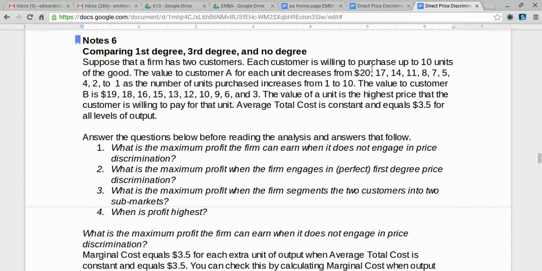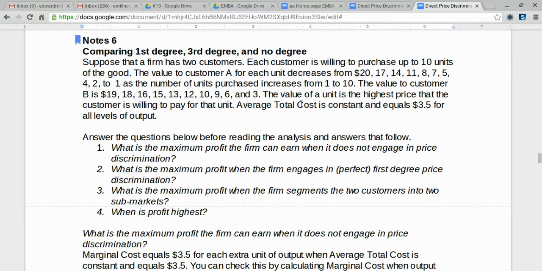That means customer A will pay $20 if they buy 1 unit. To get them to buy the second unit, you're not going to charge them $20 for that second unit. If you charge the same price for all units, you've got to drop the price to 17 for both the first and the second to get them to buy 2 units. If you engage in first-degree price discrimination, you can charge them $20 for the first unit and then drop the price to 17 for the second unit and get them to buy both the first and the second unit.